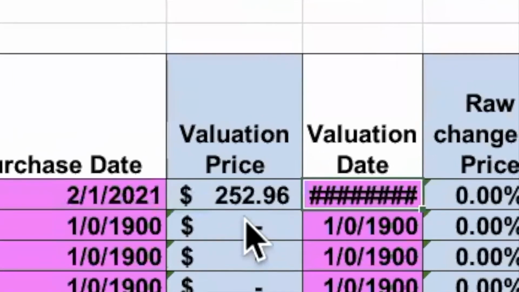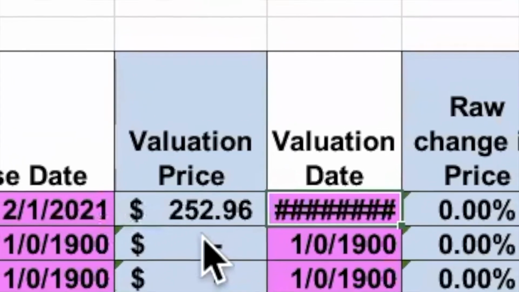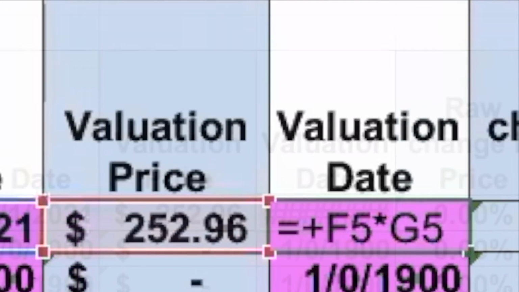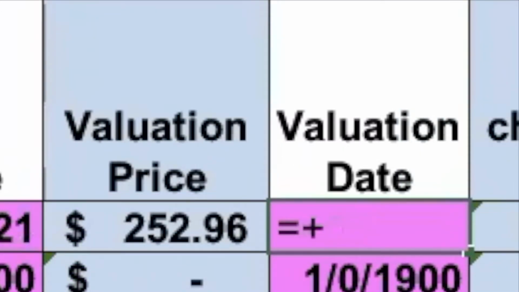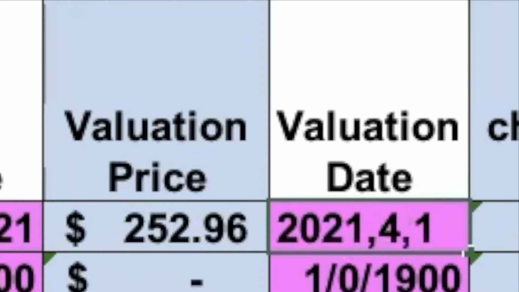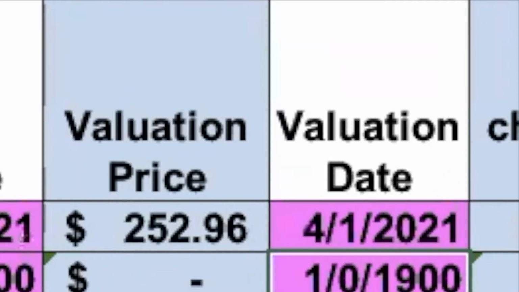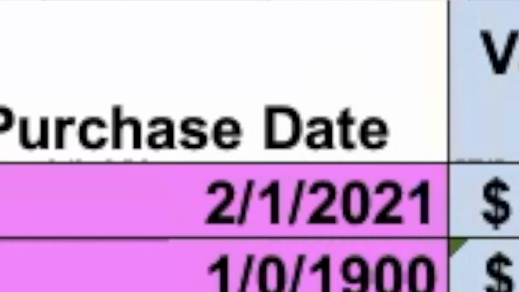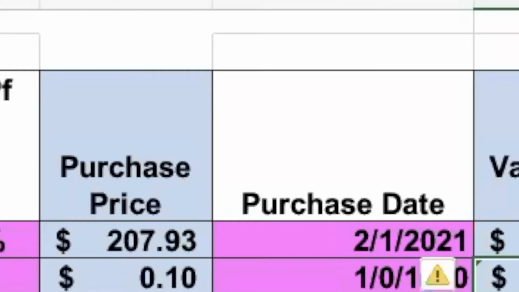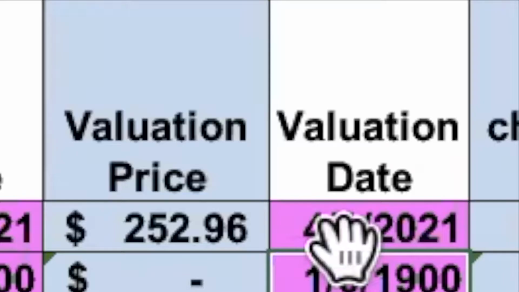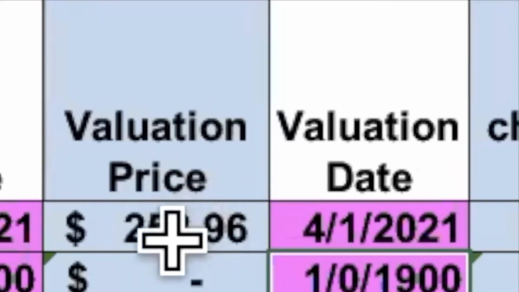All right, and then that date is going to be April 1, so 4/1. So again, we purchased the stock on February 1 for $207.93, and we're going to value the stock as of April 1, when the stock had a price of $252.96.